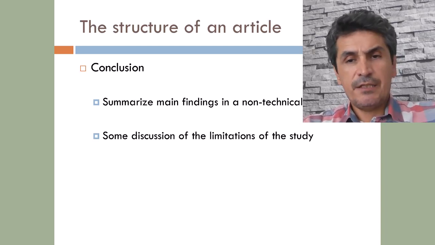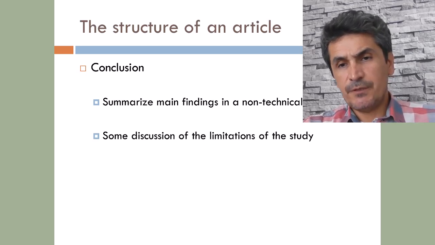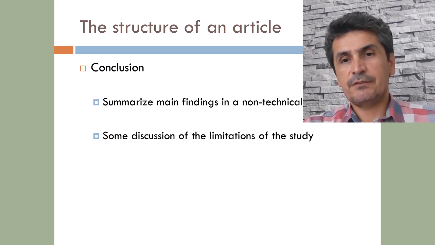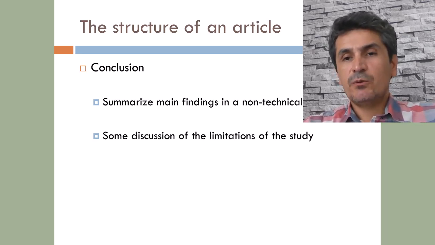So if you have these sections in your article, obviously together with the reference section, and if there's an appendix section, with a good title, you will have a complete scholarly article.